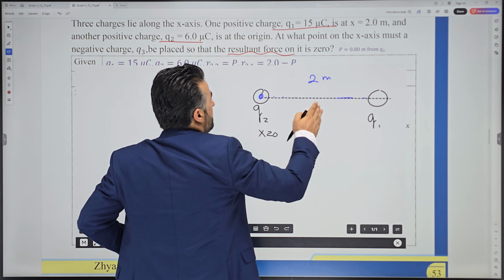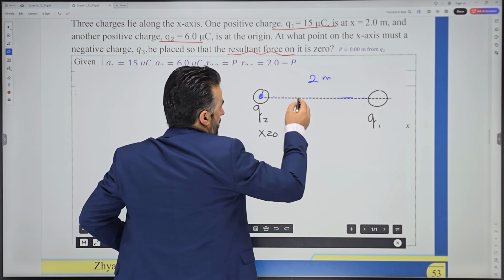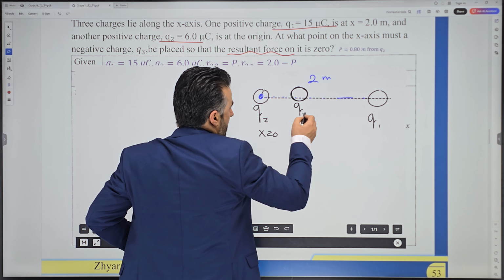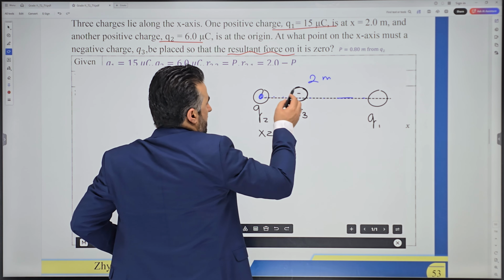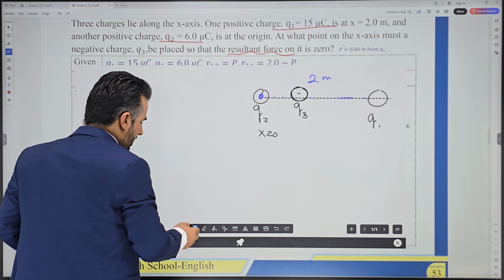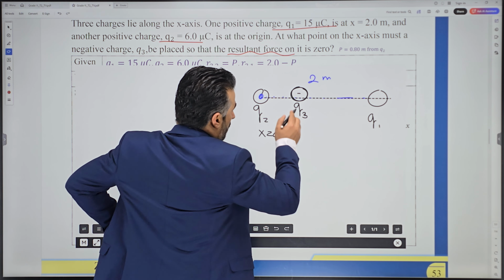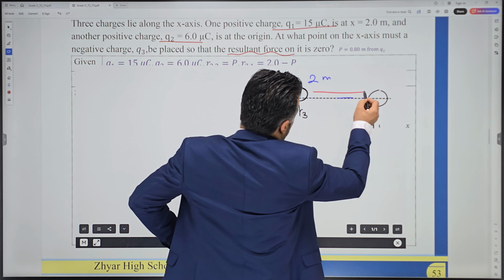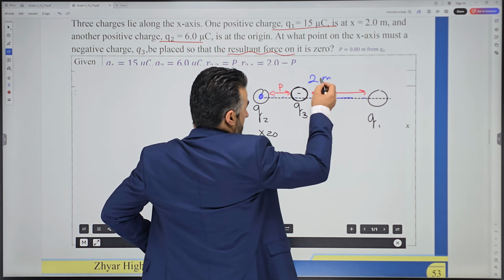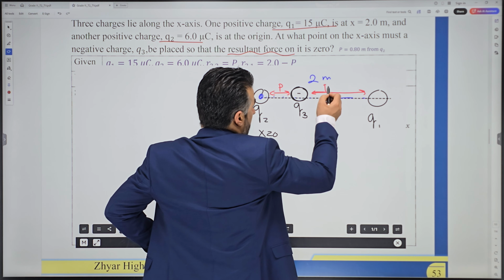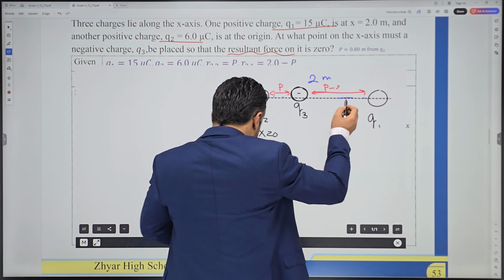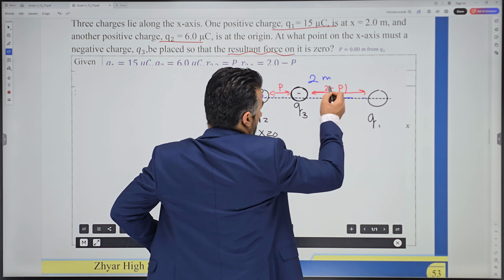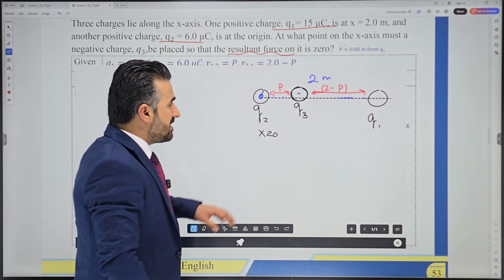It always has to be closer to the smaller charge. So at this point here, we can say this is Q3, which is negative, all right? So how far is it? What exactly do we do here? We'll make the distance on one side P. So this is P. Now the total distance is 2, so the other distance is 2 minus P. That'll be the distance. Now, that is the first step.